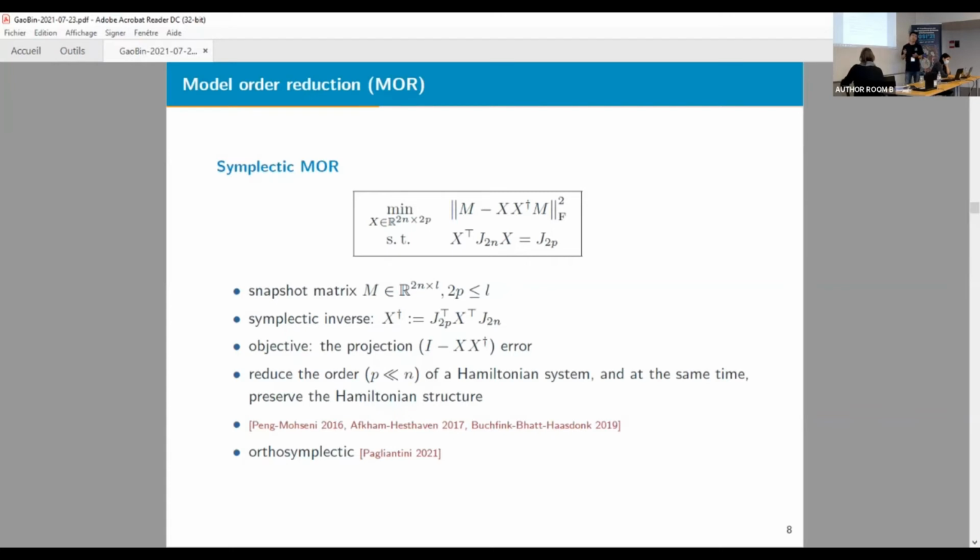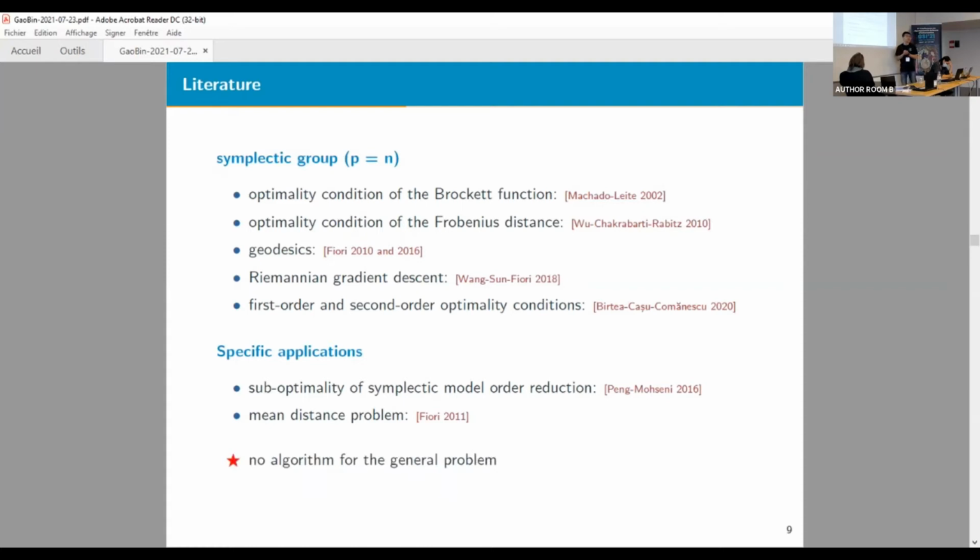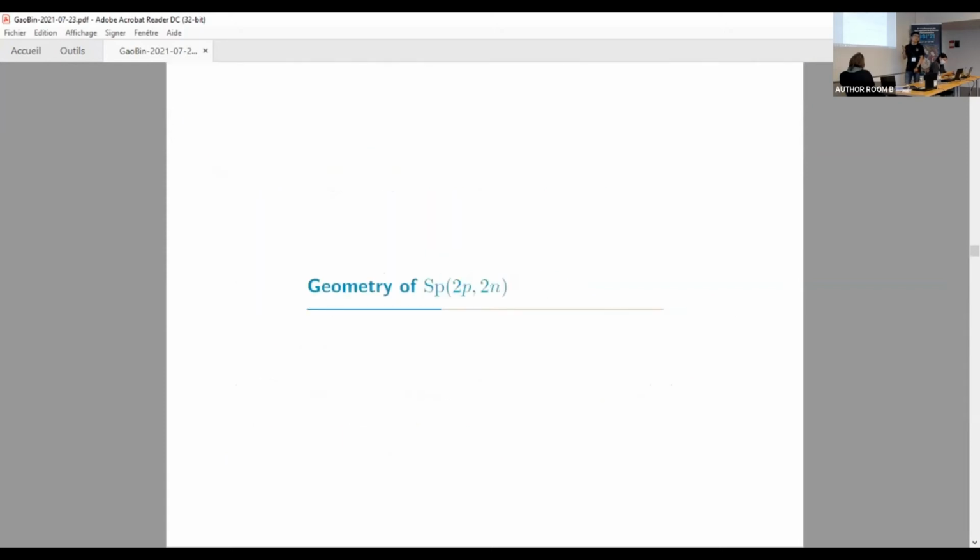So that means we need to solve this projection problem subject to this symplectic constraint. So, that's all the applications that inspired our work. And here are some literature reviews. In the literature, the work either focuses on the symplectic group, which is a very special case, where you have the same row number and column number for the matrix, or works on a special application, which means you have a very special structure of your objective function. For now, I think there is no general algorithm for this type of problem. So we will investigate this problem.